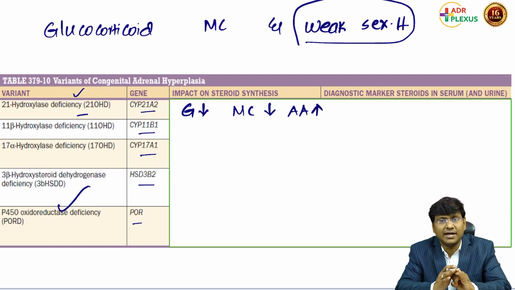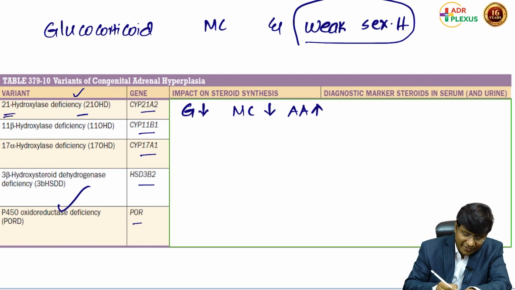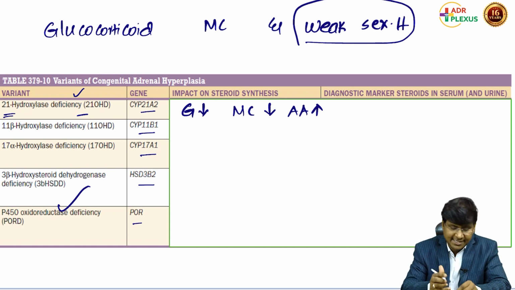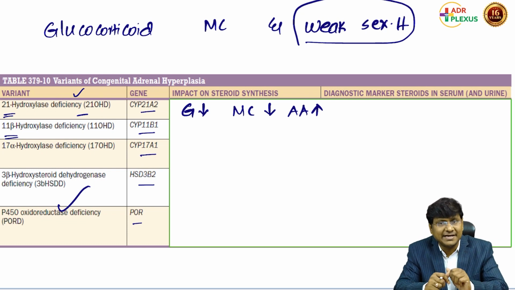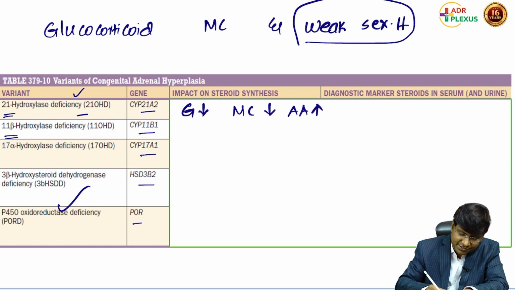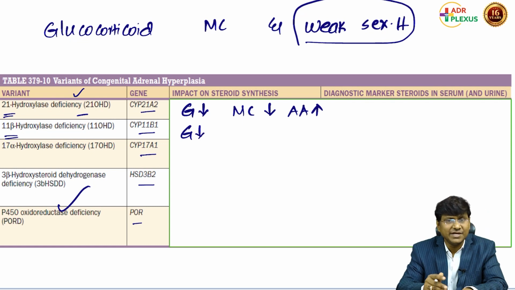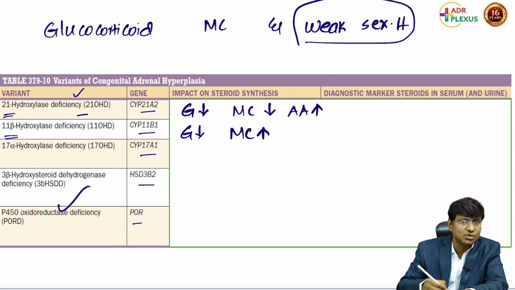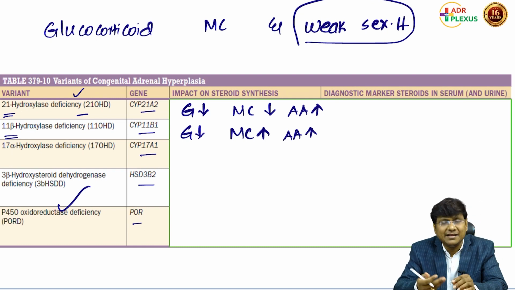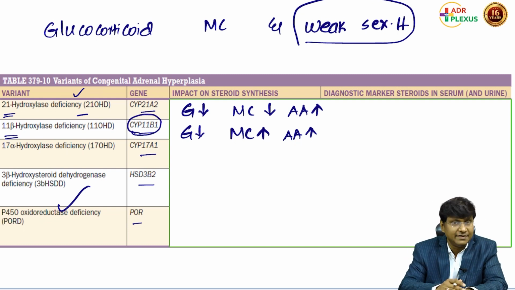That includes dehydroepiandrosterone acetate and the androstenedione. These two levels are increased when 21 hydroxylase deficiency is there. Then you take 11 beta hydroxylase deficiency. Whenever there is 11 beta hydroxylase deficiency, these patients will have glucocorticoid deficiency, and the entire glucocorticoids are diverted to increase the synthesis of the mineralocorticoid, and there will also be adrenal androgen excess, right? So the gene which is being defective is CYP11B1.